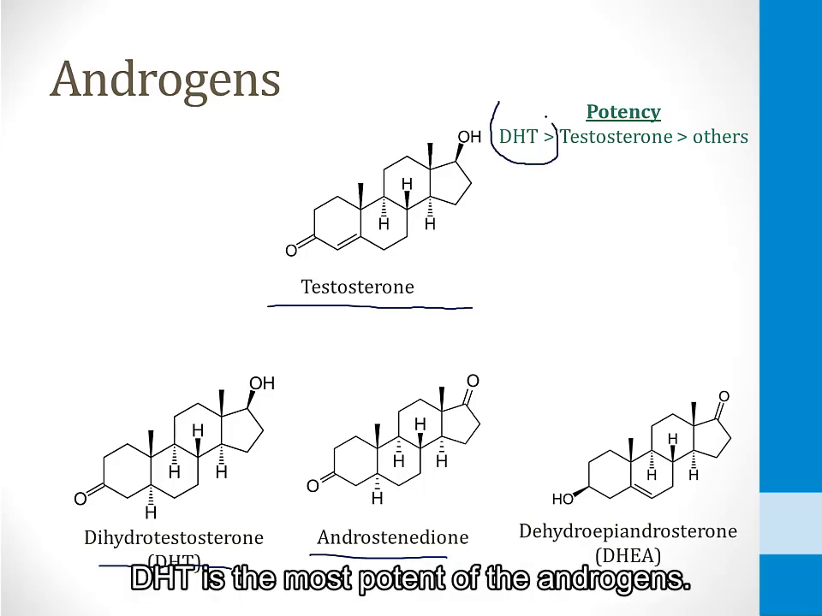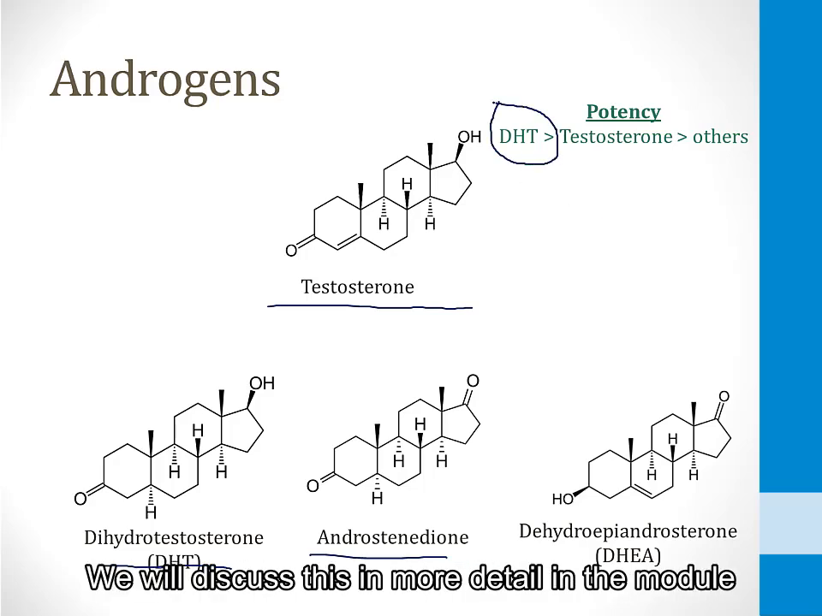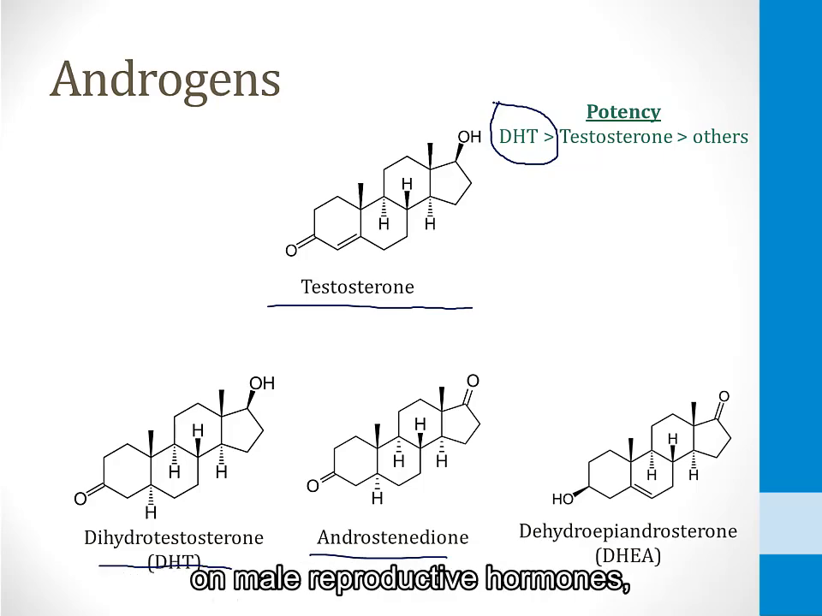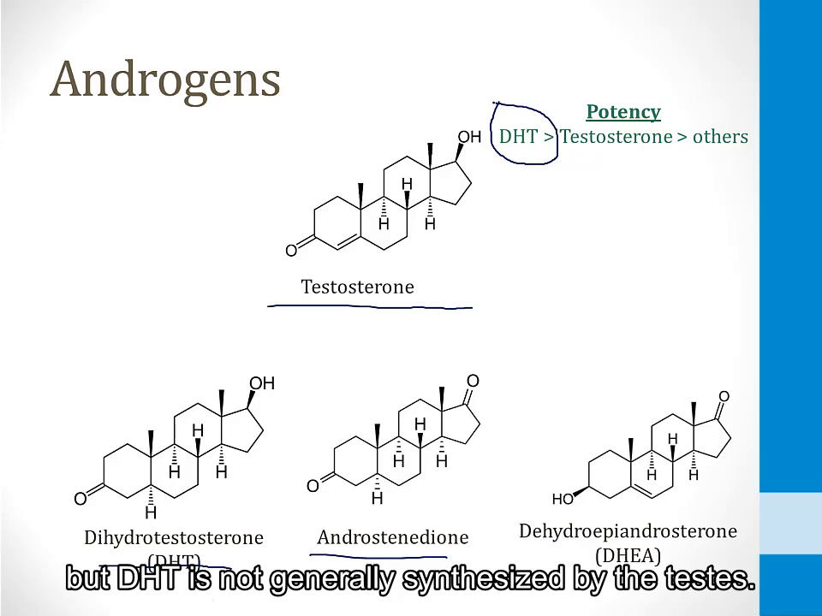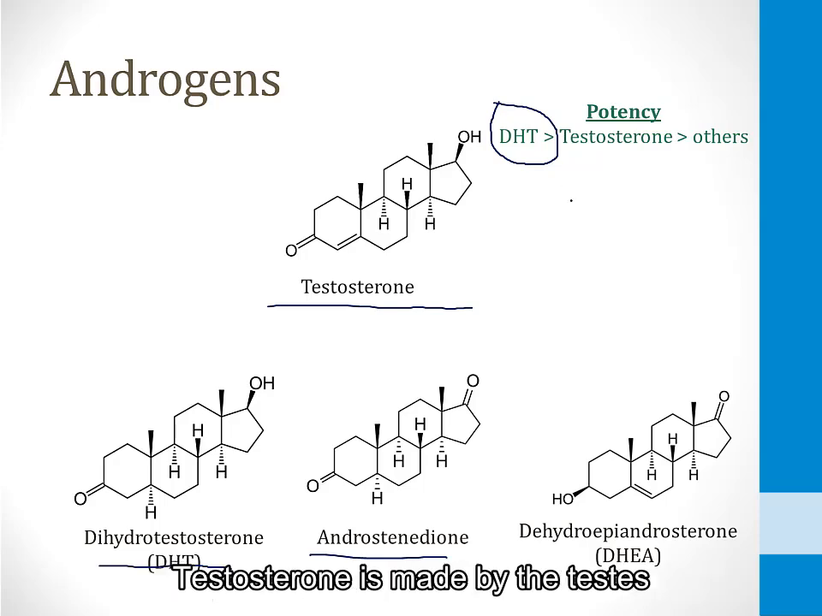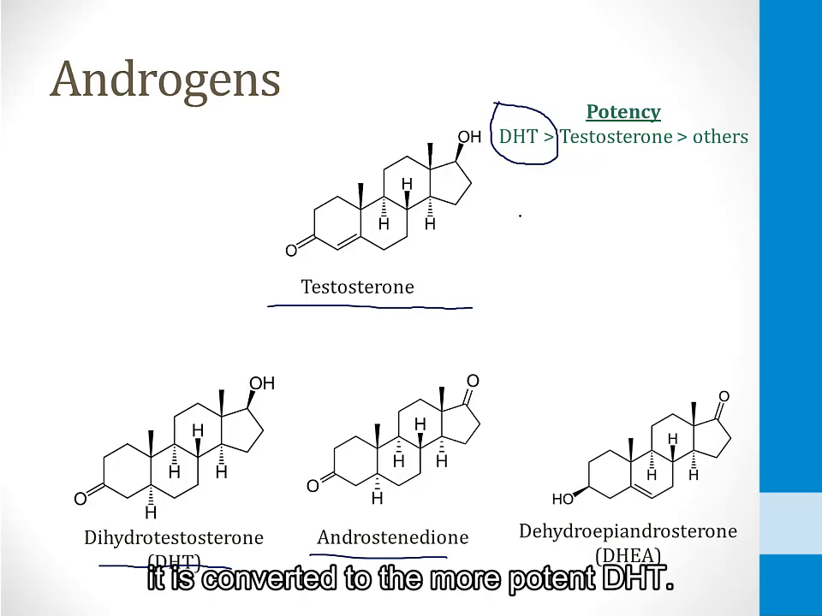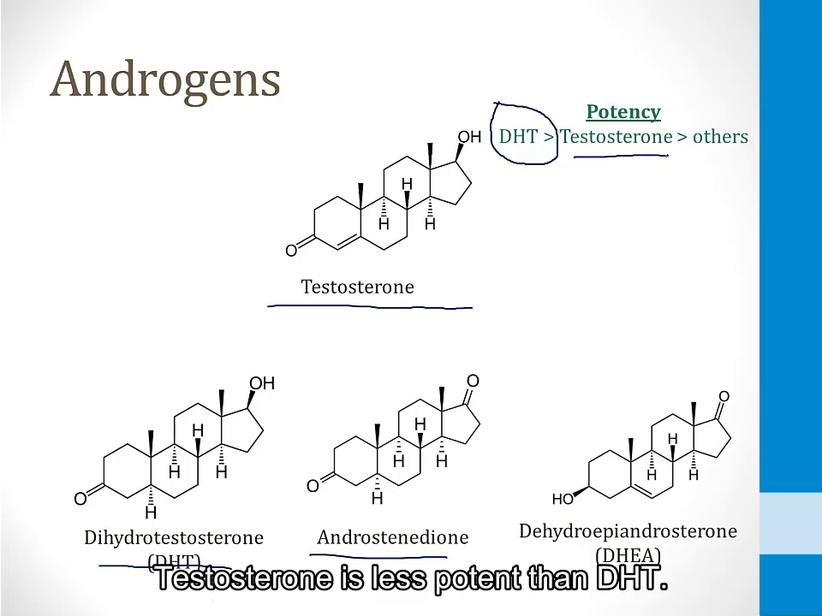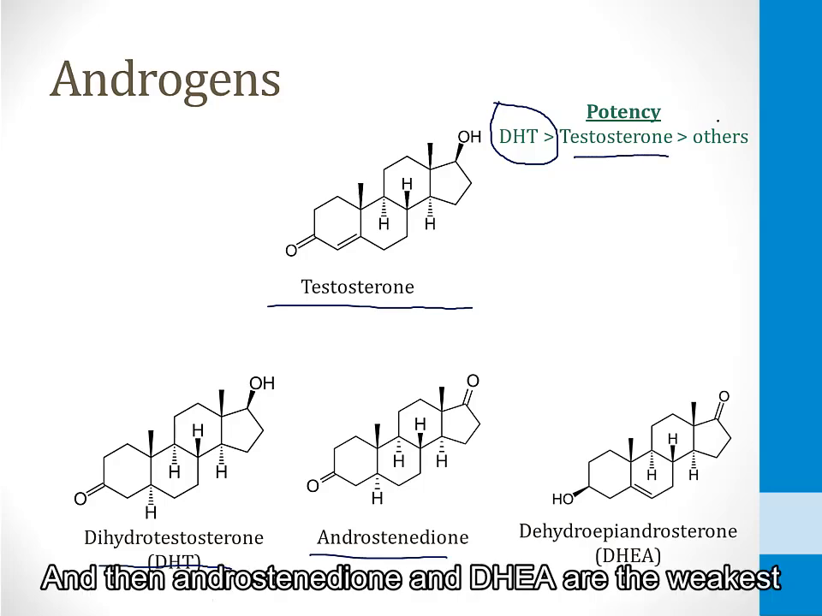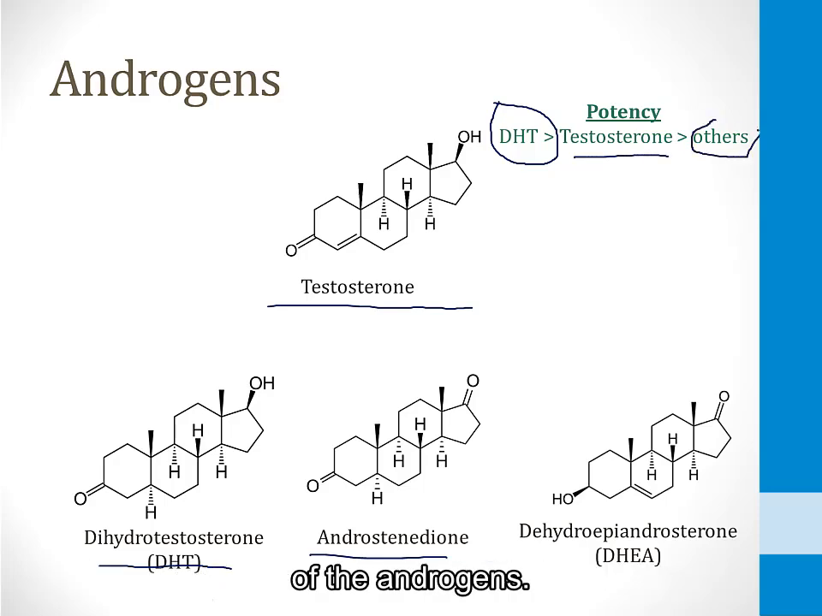DHT is the most potent of the androgens. We will discuss this in more detail in the module on male reproductive hormones, but DHT is not generally synthesized by the testes. Testosterone is made by the testes, and in the periphery it is converted to the more potent DHT. Testosterone is less potent than DHT, and then androstenedione and DHEA are the weakest of the androgens.